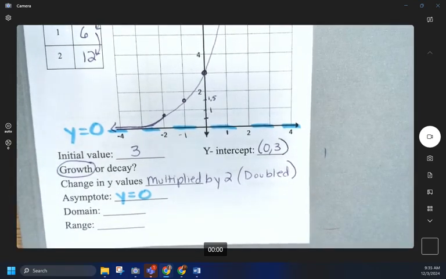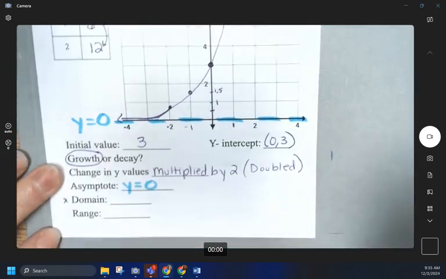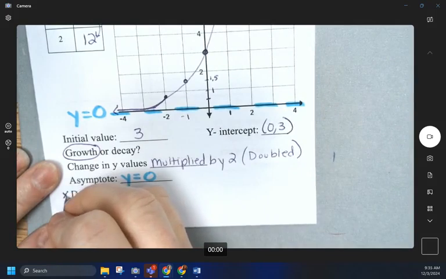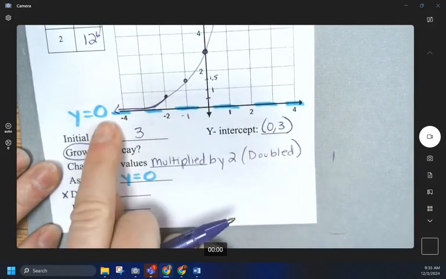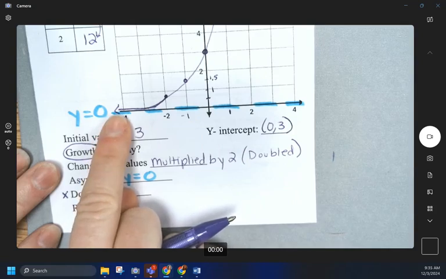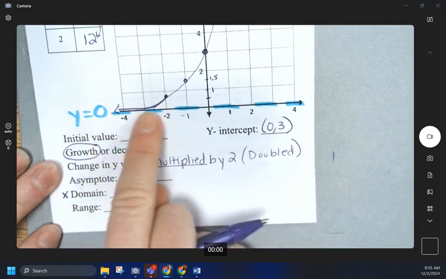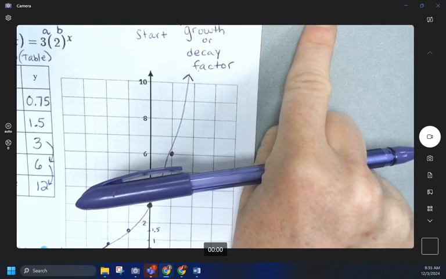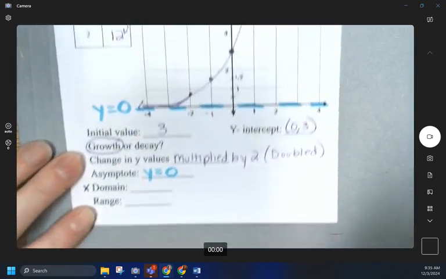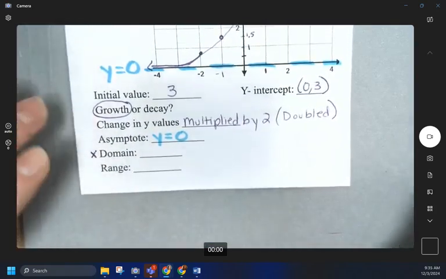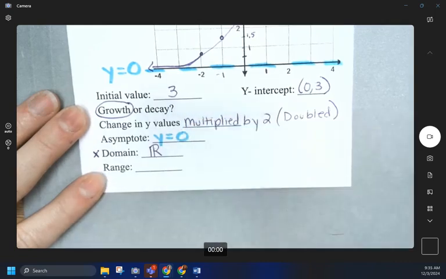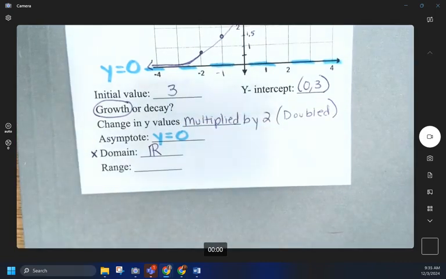Okay, domain. See how we have arrows going left and right? Remember, domain is our x. So I'm going to put a little reminder here, x. Domain is left to right. So I look at the left side. It's going to go on and on forever to negative infinity. Right side, even though it's going up, it's also going out, up and out. So it is negative infinity to positive infinity, which is all real numbers. You can do the R with the extra line on it. All real numbers.